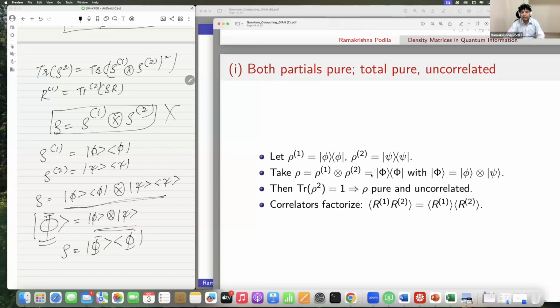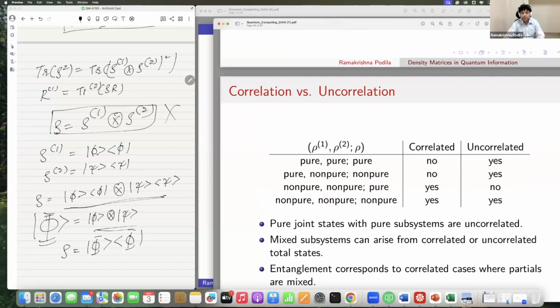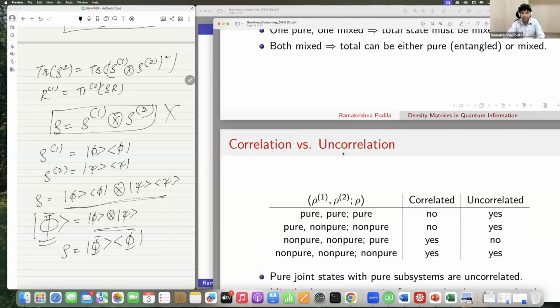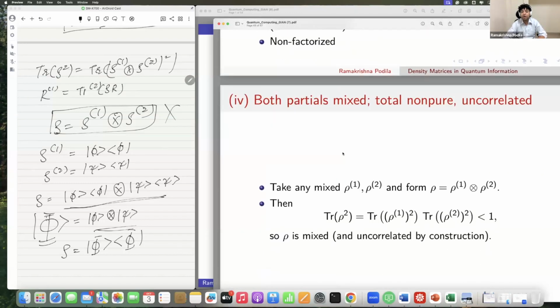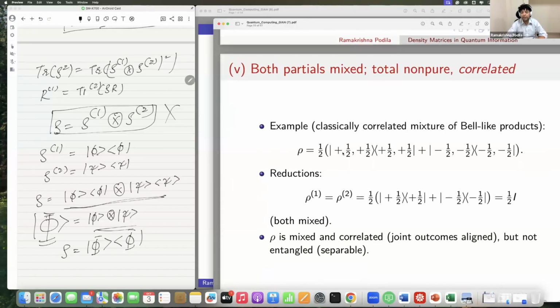So going back to the table, when I have two pure states, because the trace of rho square for pure states is 1, the total trace is 1. So they're always uncorrelated. I can express them as a product, right? Only when I have two non-pure states can I build a correlated state that cannot be factorized. If I have a pure state and a non-pure state, then I can always build a state that can be factorized into two different products. So if I can factorize, then it is not correlated. That's what we are saying, right?